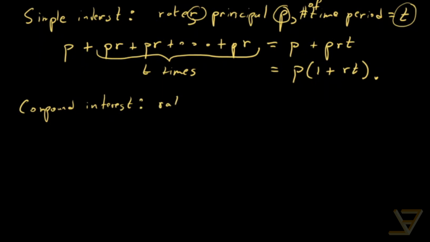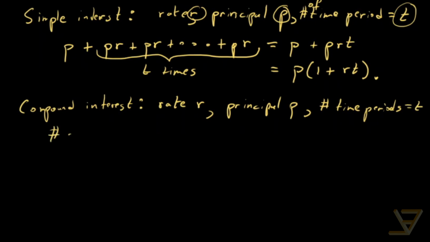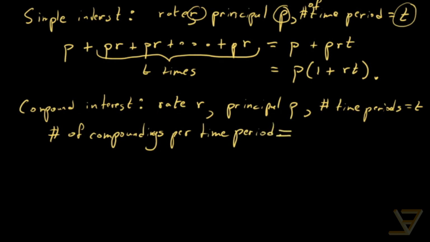Let's look at compound interest now. The rate is going to be R. The principal is going to be P, and the number of time periods is going to equal T. But there is one more thing in compound interest, which is the number of compoundings per time period. And I'll show you what that means in just a second, but we'll call that N.